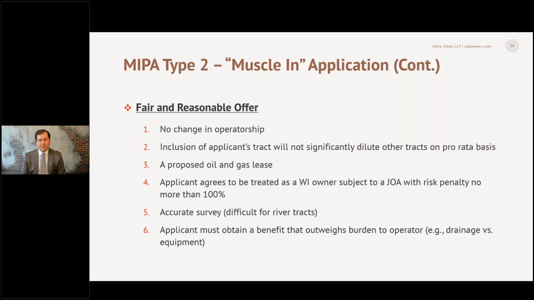There's going to have been a proposed oil and gas lease to this unleased owner. The applicant is going to have to agree to be treated as a working interest owner subject to a JOA with, again, a risk penalty of no more than 100%. You're also going to have an accurate survey. You're going to know exactly where that tract is and what the acreage is and everything about it. And this is what makes it so difficult for those river tracts. Also, the applicant must attain a benefit that outweighs the burden to the operator. So again, this is the example of the drainage of their tract versus the equipment that the operator would need to expand their operations.